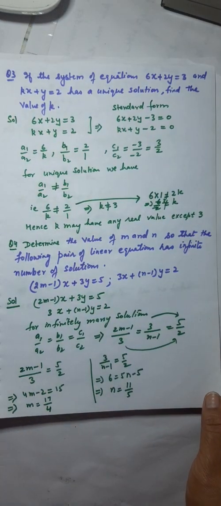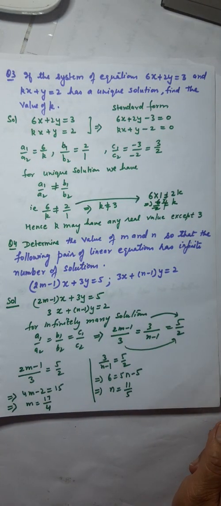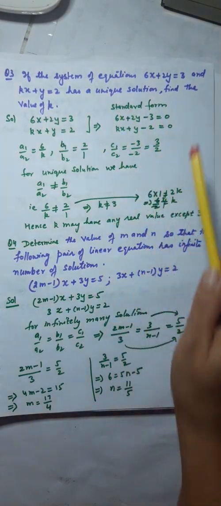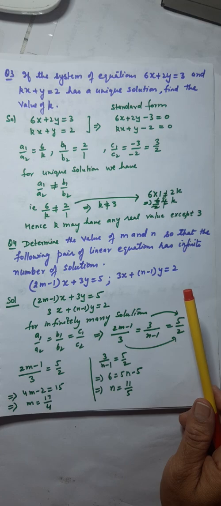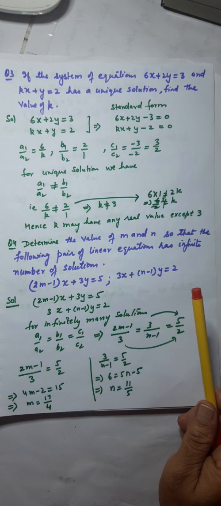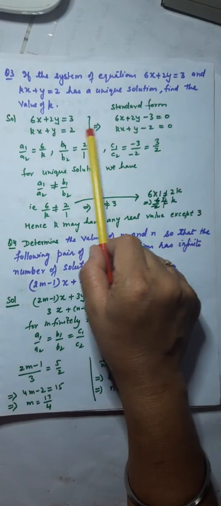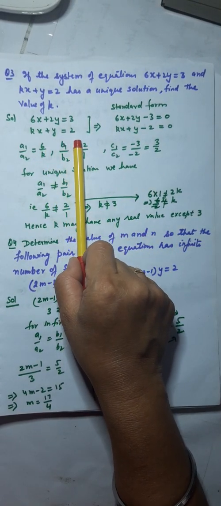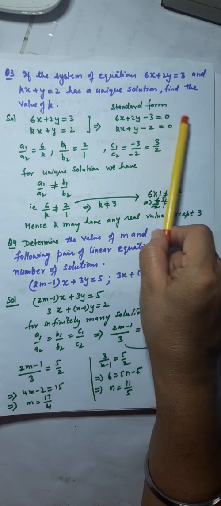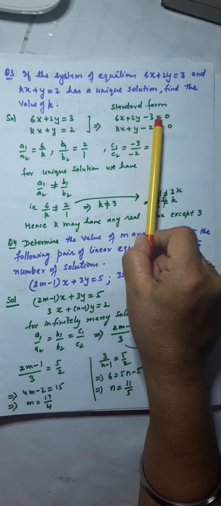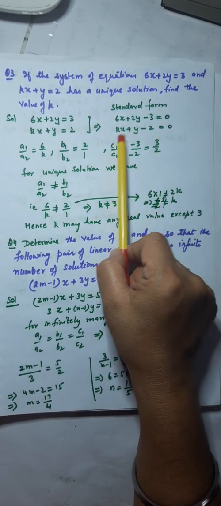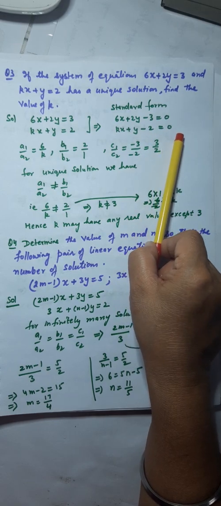Next question. If the system of equations 6x plus 2y is equal to 3 and kx plus y is equal to 2 has a unique solution, then find the value of k. These are applications of conditions of consistency. Here, the equations are 6x plus 2y is equal to 3 and kx plus y is equal to 2. Let us write them in the standard form. 6x plus 2y minus 3 is equal to 0. Kx plus y minus 2 is equal to 0.